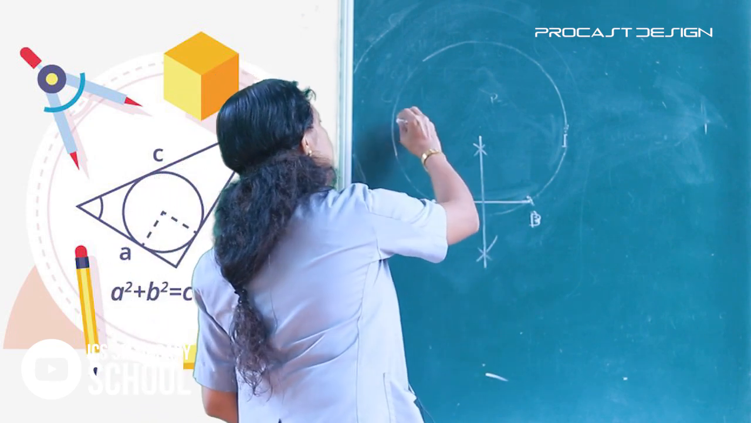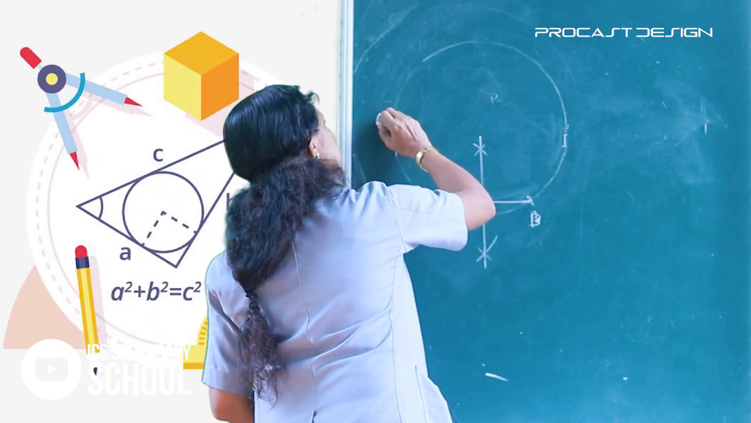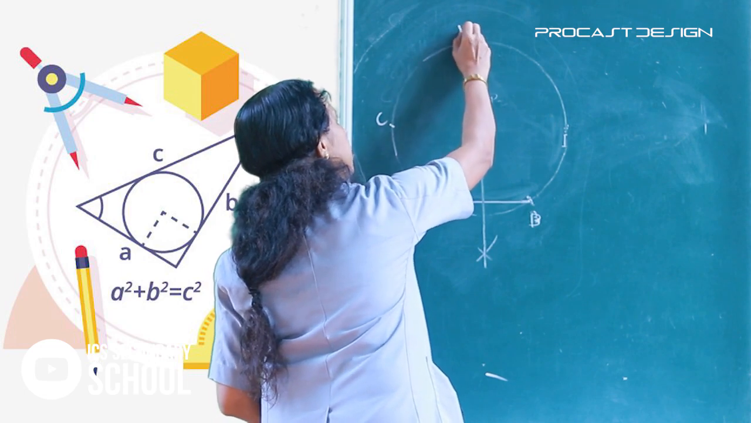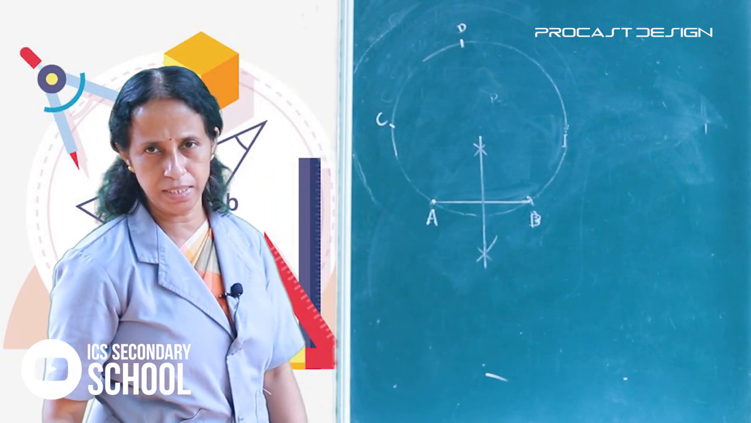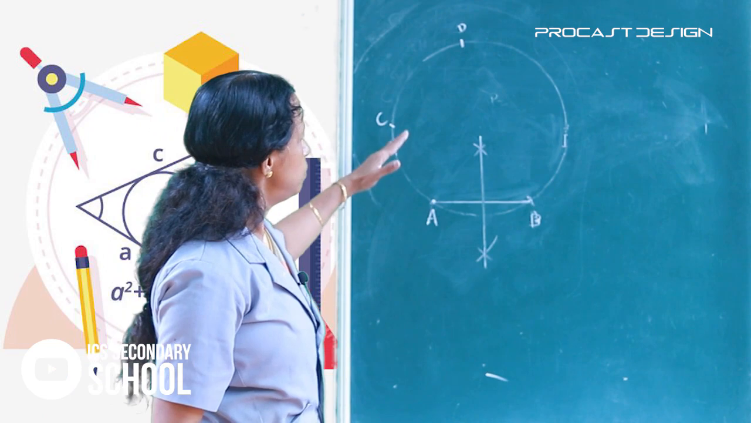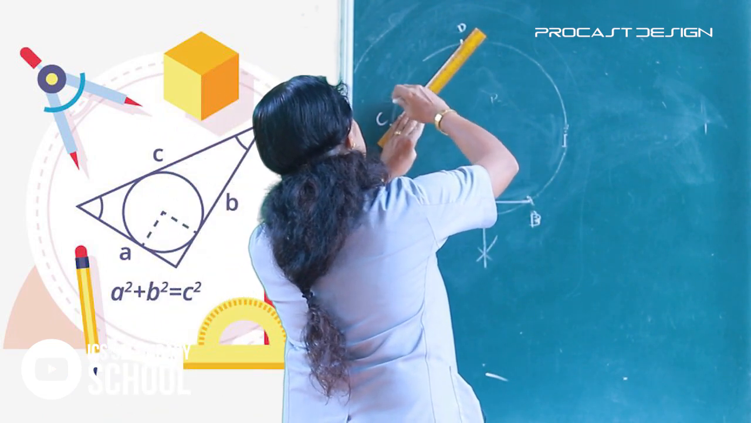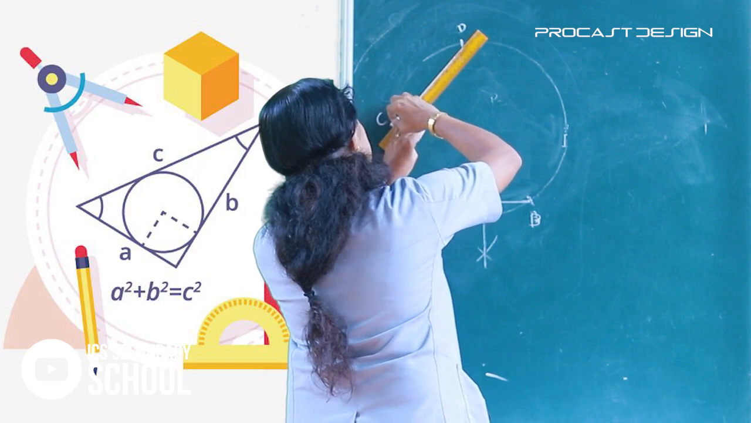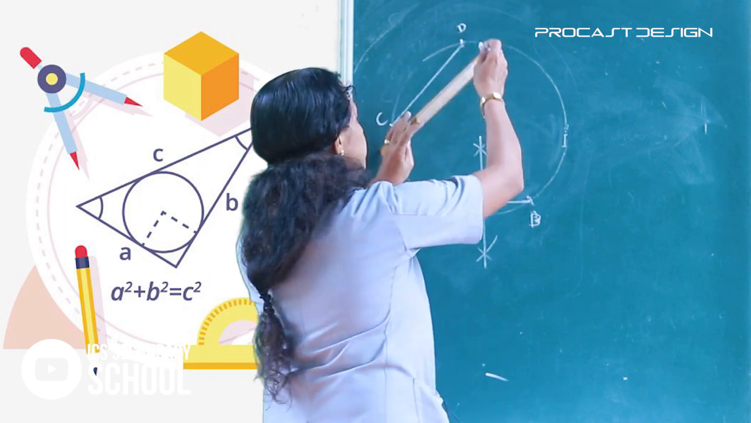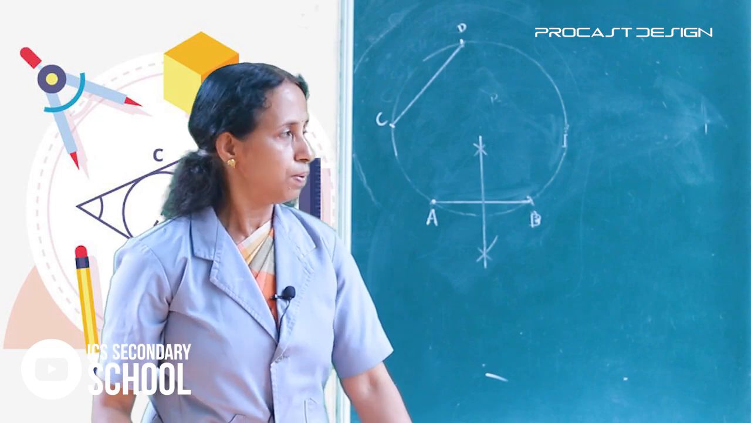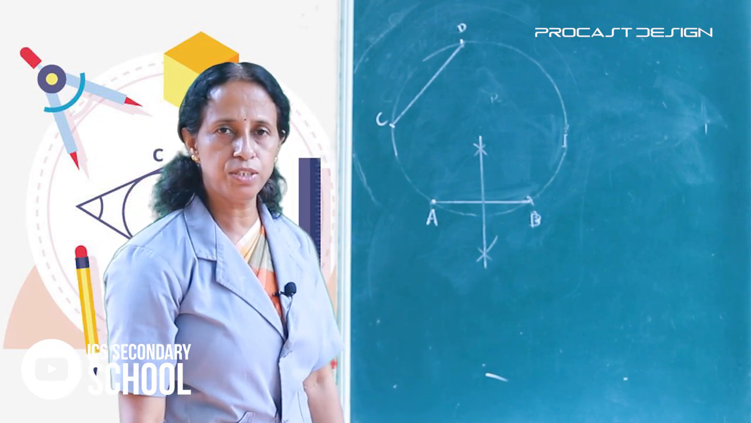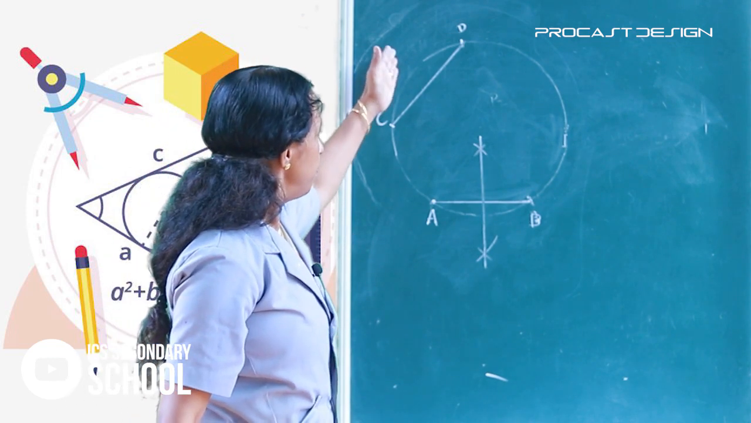Next, mark another points C and D. Join them. Okay. Draw a perpendicular.